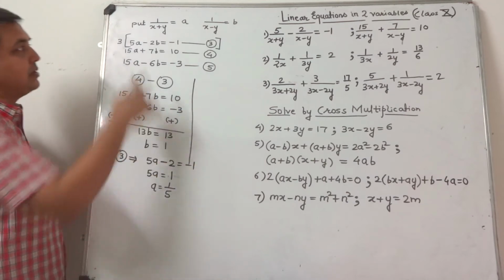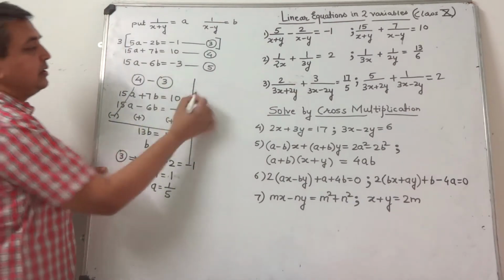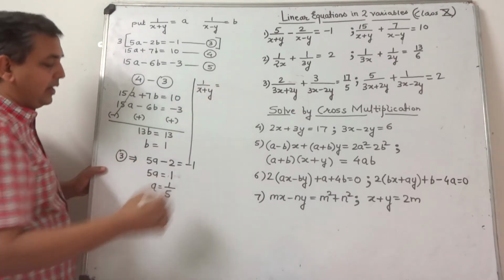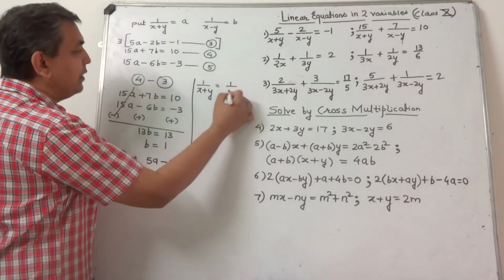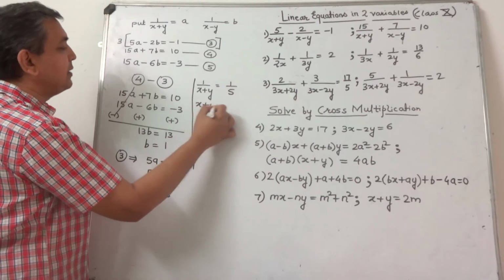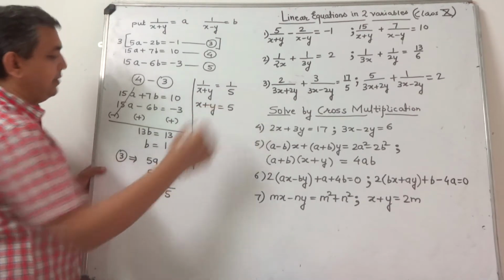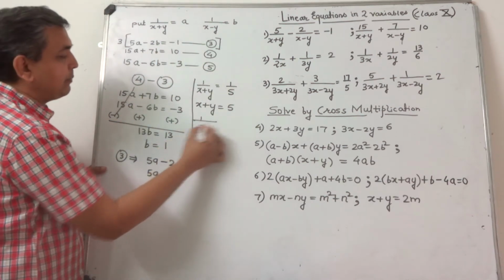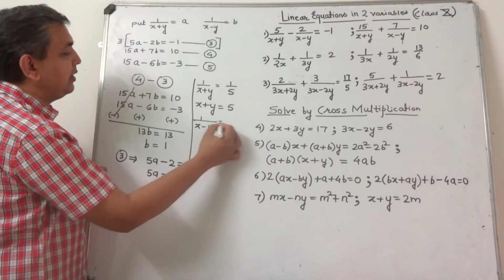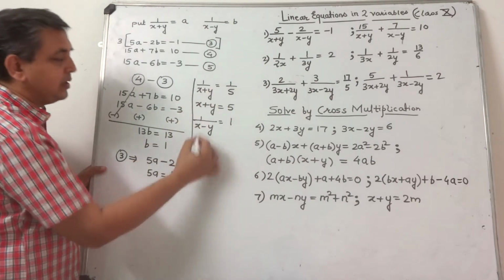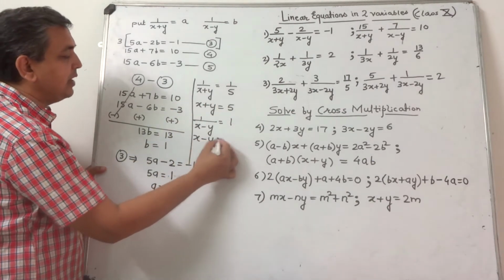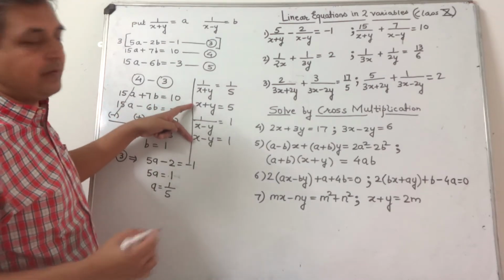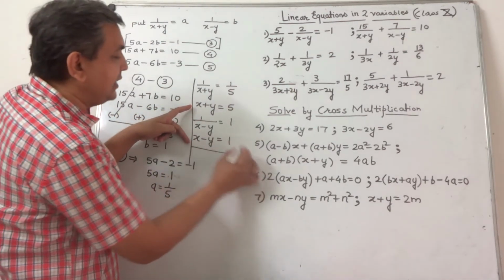Now we can use this equation 1 upon x plus y equal to a, but a is 1 upon 5, and so we get x plus y equal to 5, and b is 1, so we get 1 upon x minus y equal to 1. Taking reciprocals we get x minus y equal to 1, and students, these two are very simple equations. We have to just add them.